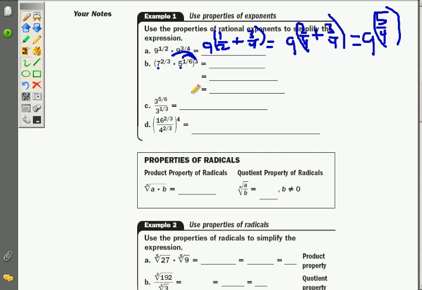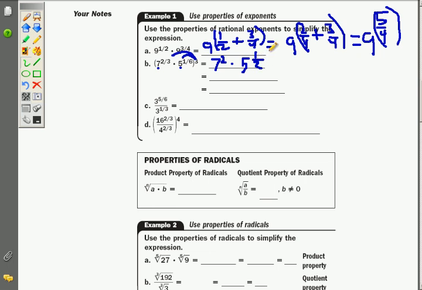I got 7 and 5. So 2/3 times 3 is just 2, so that ends up being 7 squared. And 5 to the 1/6, well, that times 3 ends up being 3/6, or 1/2. So I end up with 7 squared times 5 to the 1/2 power.